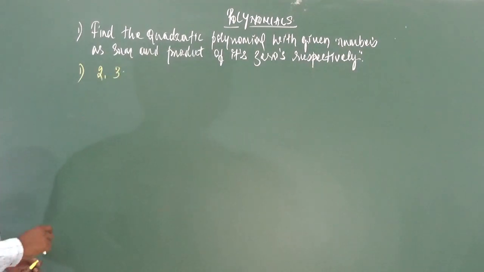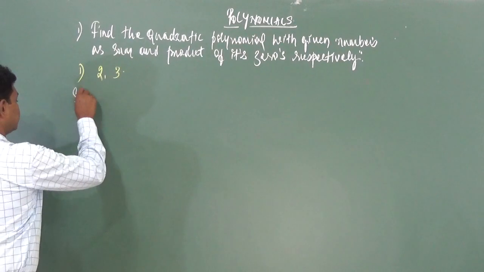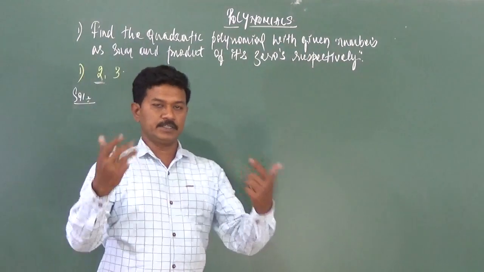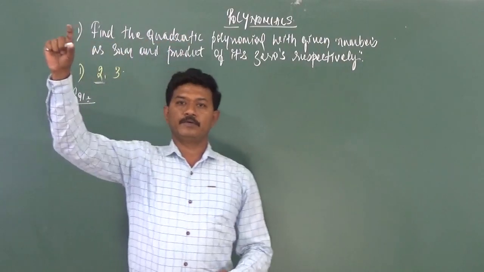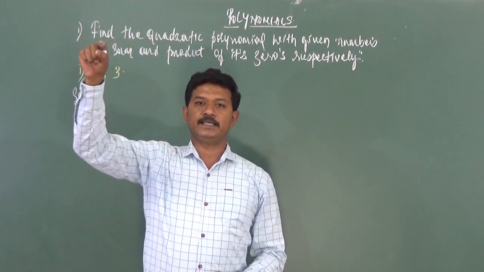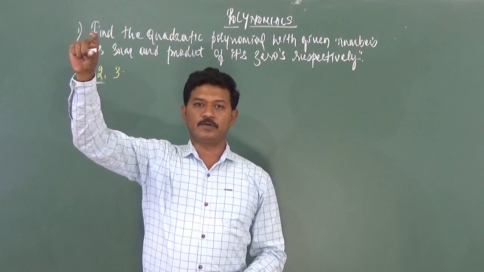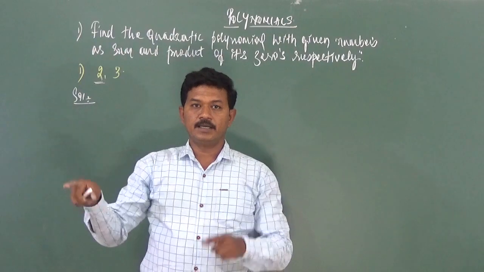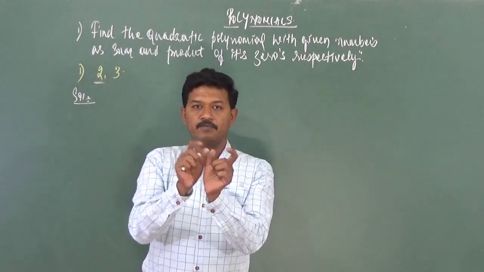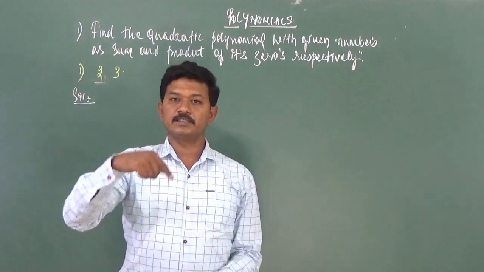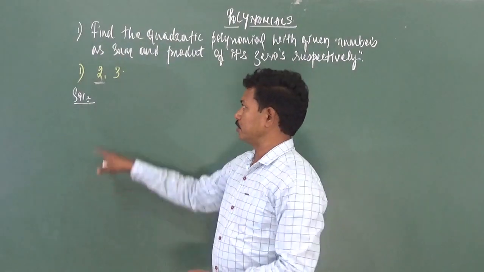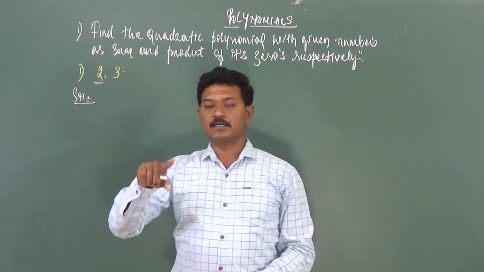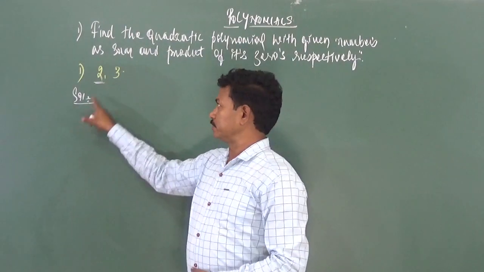So this is the first problem. In this problem, 2 represents the sum of the zeros. You have to imagine like this. We have a quadratic polynomial, that is ax square plus bx plus c. It has two zeros, one is alpha, another is beta. He has added both, alpha plus beta, and got 2 as the sum, and he has multiplied alpha and beta, that is alpha into beta, which is alpha beta, and that value is 3.